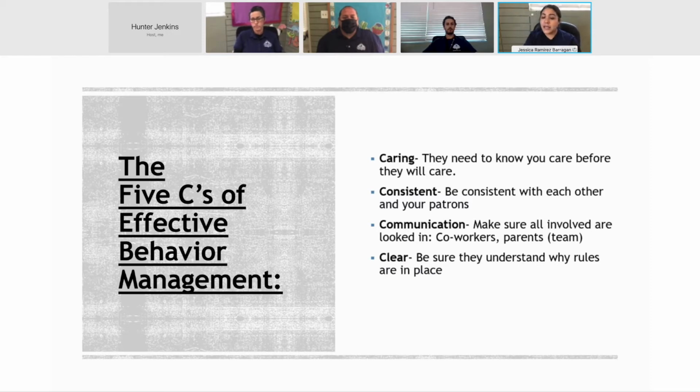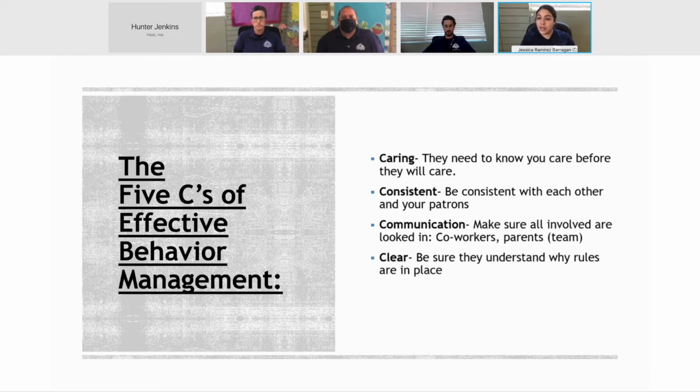The next C is being clear, making sure that everyone understands the rules and why they're in place. So during summer, we're still following the COVID protocols. Regardless of what goes on after June 15th, there might be some different changes, but COVID protocols are still in play at the moment, okay? So what does that mean? Hand sanitizing, washing hands, making sure that the kids are wearing their masks, making sure that the kids are still 6 feet apart. Why do we do this? To keep them safe. So making sure that they understand why these rules are in place.